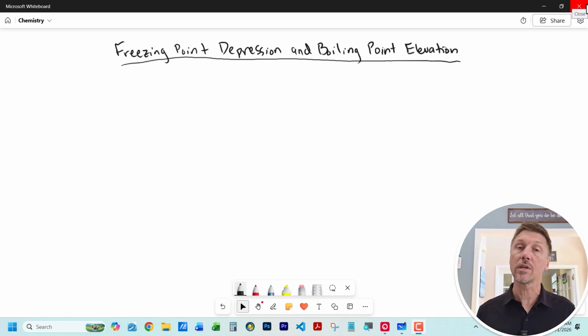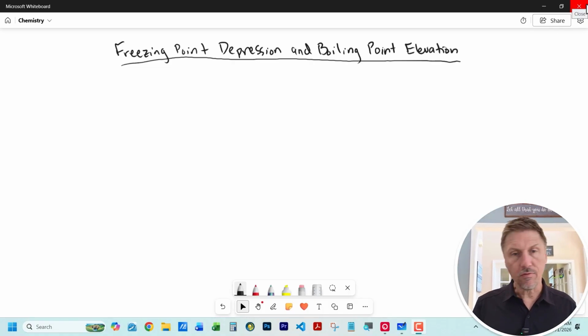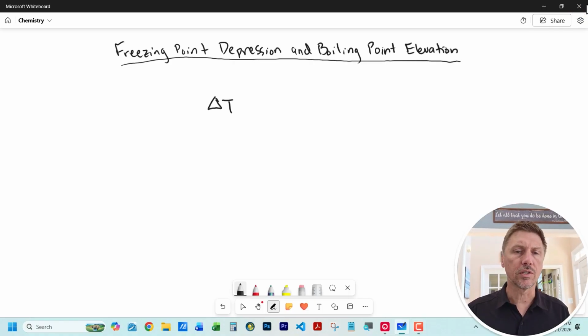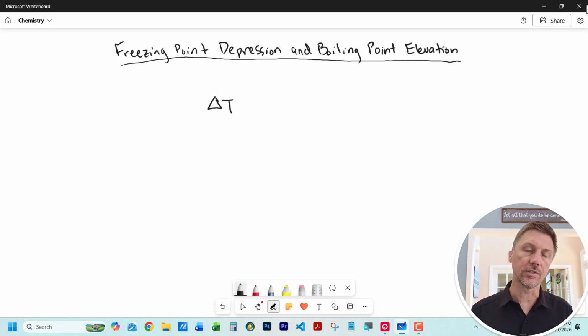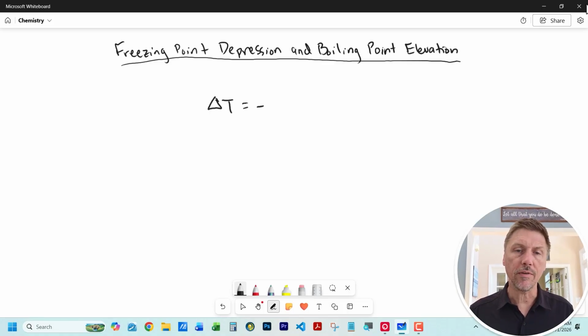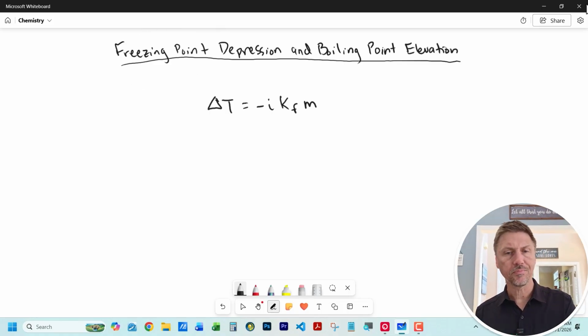Of course, that depends on the concentration of the salt, how much salt you've added to the water. We have a formula for that: change in T. Hopefully you've seen this before, this Greek letter, an uppercase delta, which means change in something, with the capital T representing temperature. Change in T equals negative i times Kf times m, little m for molality. So this is for the freezing point depression.